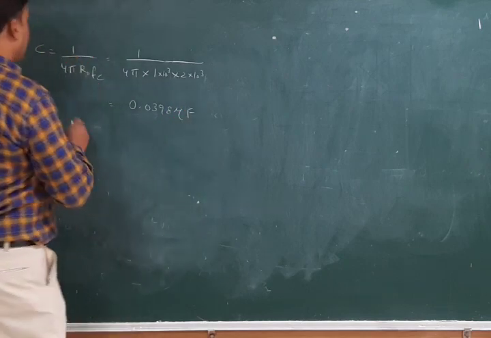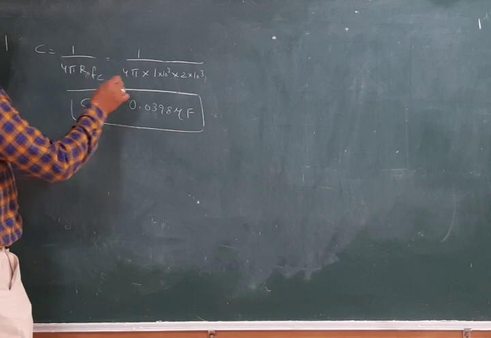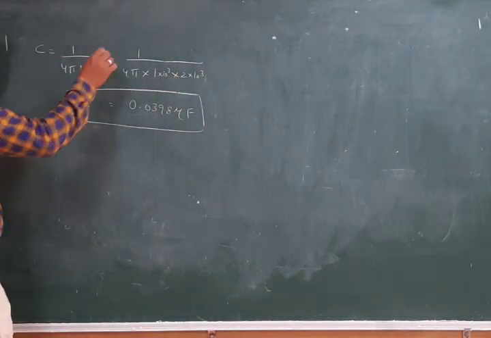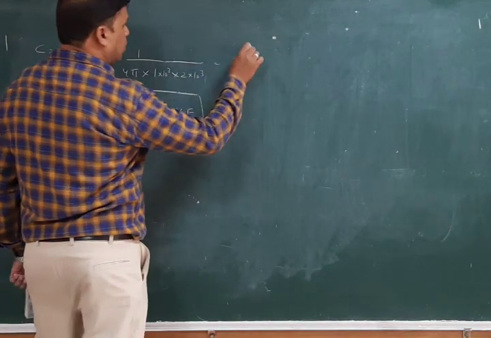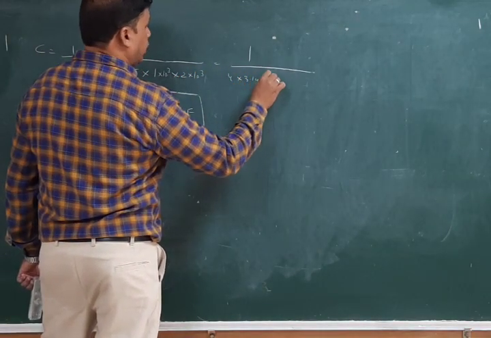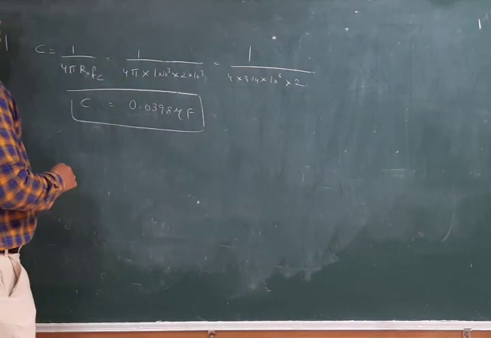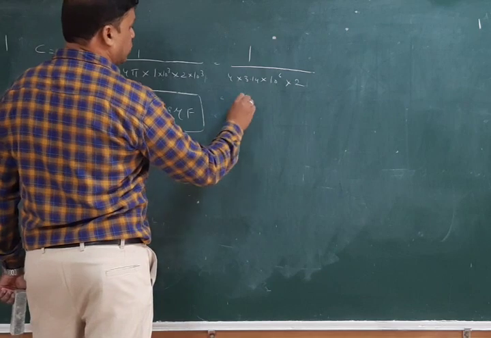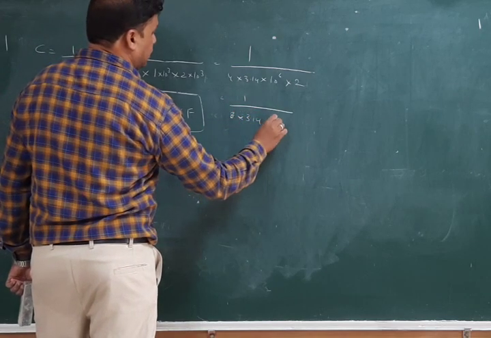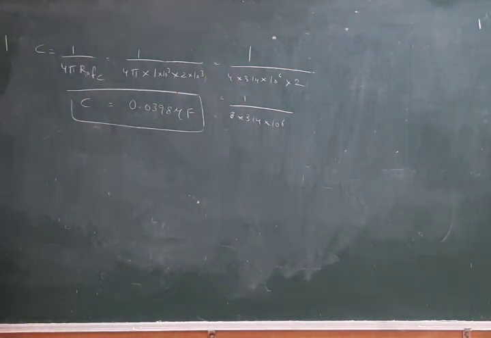Okay. Capacitor value is 0.0398 microfarad. Why? Because here it is 10 power 6, which goes out as micro, and 1 by 4 pi means 1 by 4 into 3.14, that is 1 by 4 into 3.14 into 10 power 6 into 2. So here 8 into 3.14, that is equal to 1 by 8 into 3.14 into 10 power 6. So this one will be 0.0398 microfarad, the capacitor value.